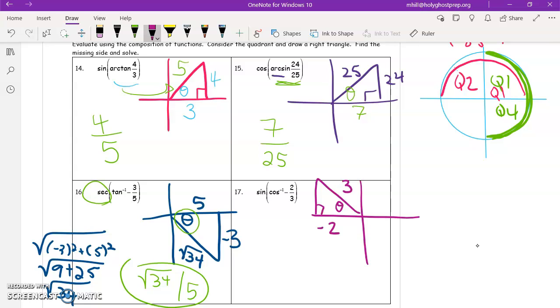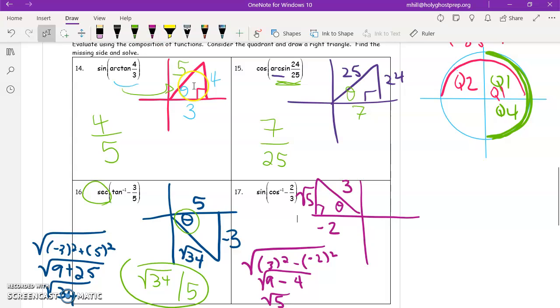We are looking for our y value, so using the Pythagorean theorem, 3 squared minus -2 squared, so 9 minus 4, take the square root. All right, so we get the square root of 5 as this one here. And then the sine of this is opposite over hypotenuse, so your final answer for this would be the square root of 5 over 3.